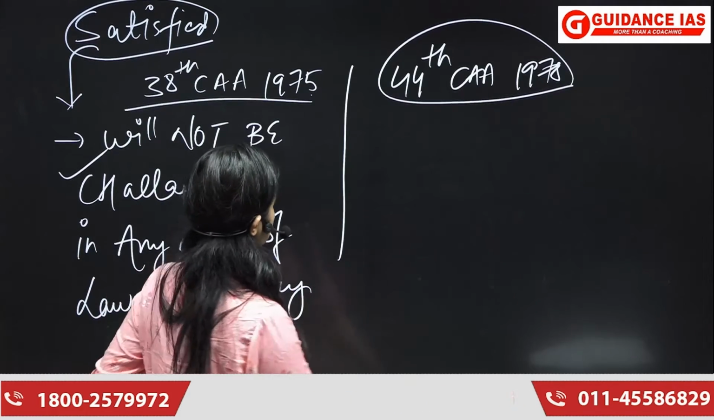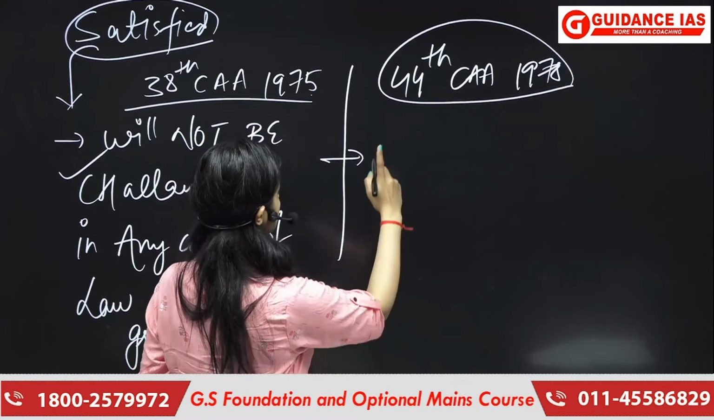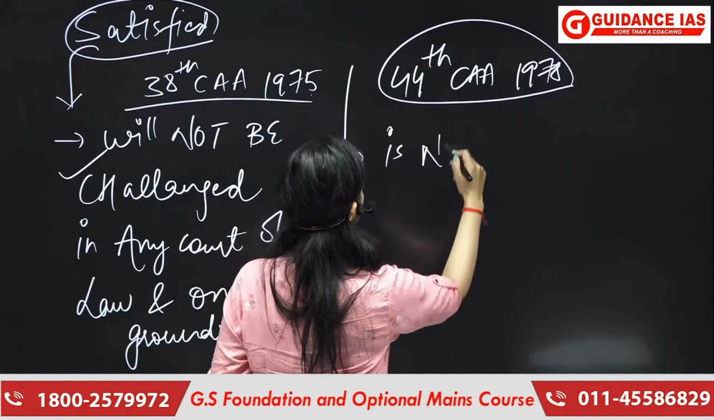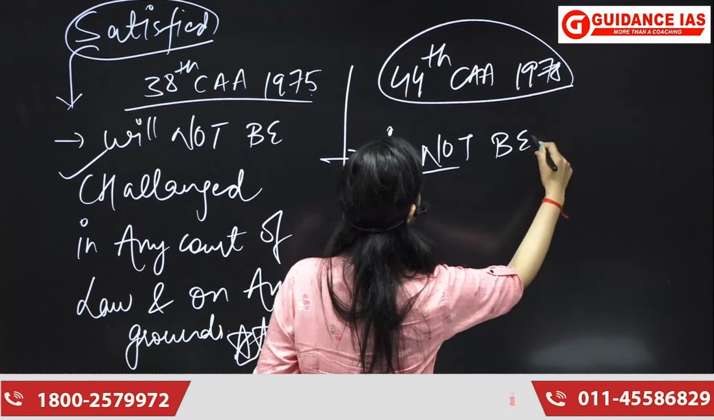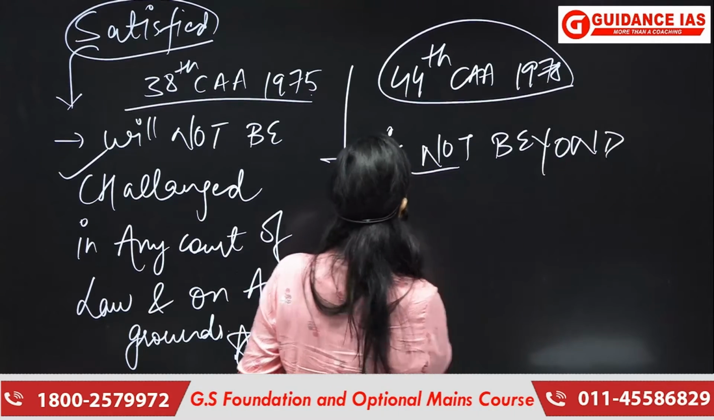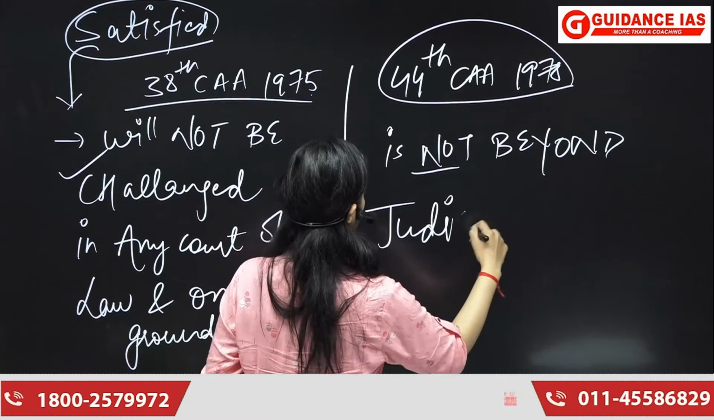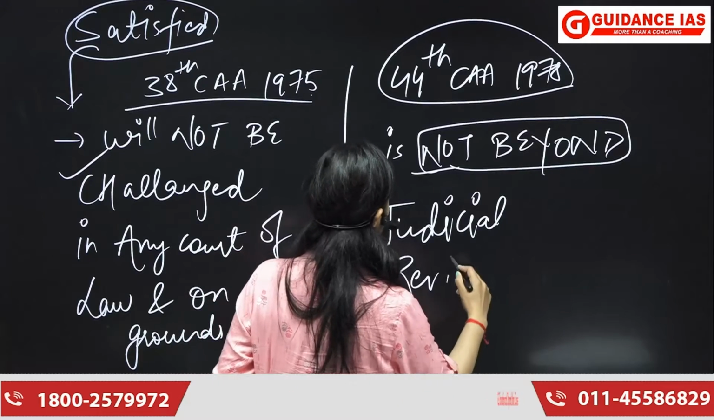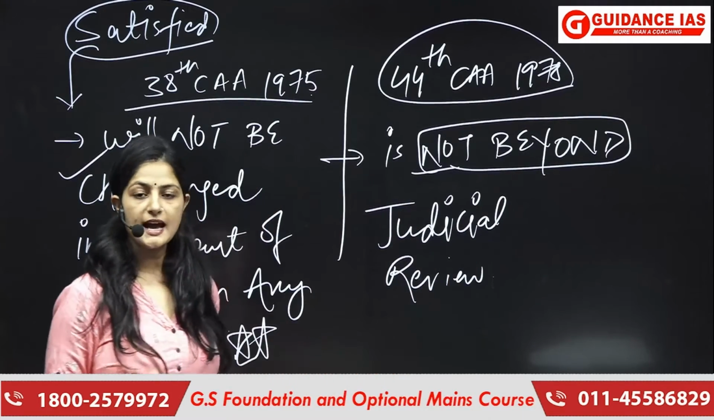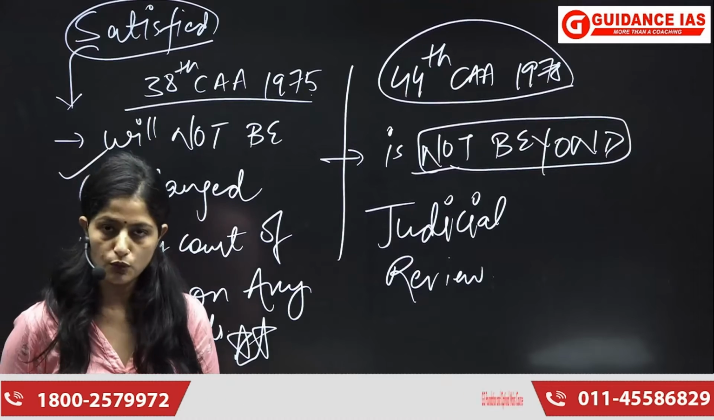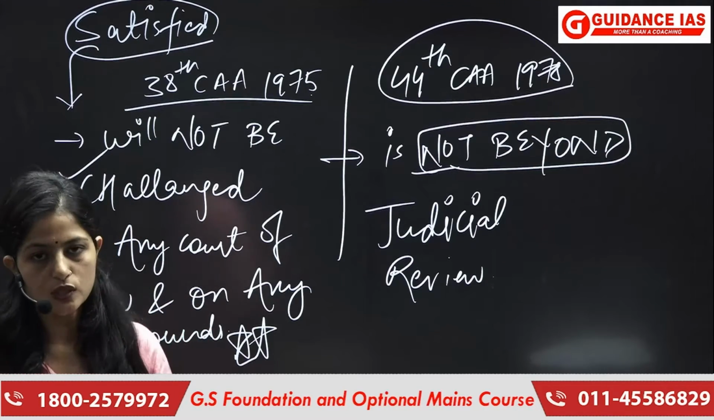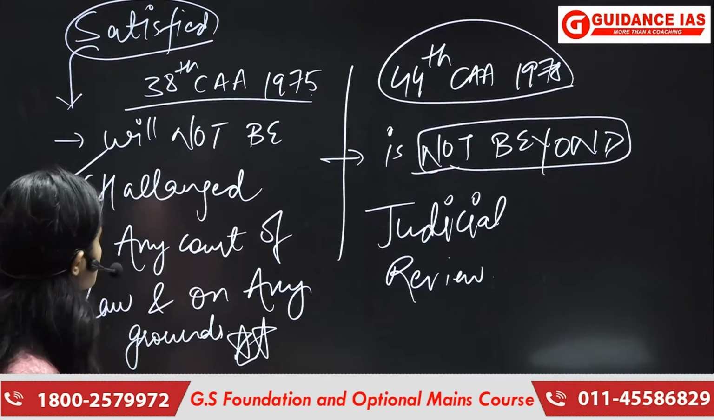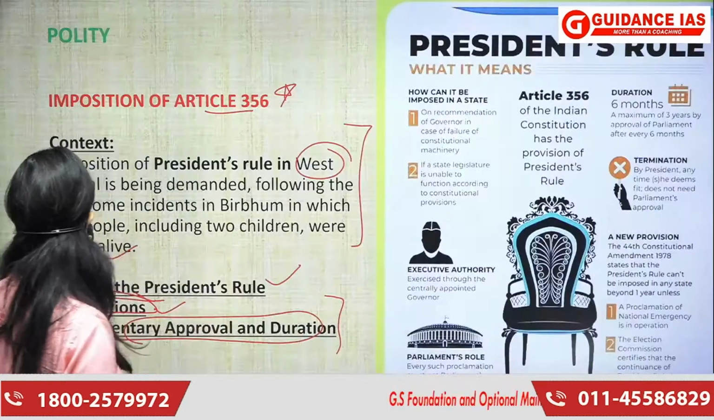What happened in the 44th Constitutional Amendment? It says that this decision of the president is not beyond judicial review, which means that now it can be challenged in any court of law on definitely the prescribed grounds, but definitely it can be challenged. The judicial review of it can be done. Okay? I hope this point is also clear to you now, right?